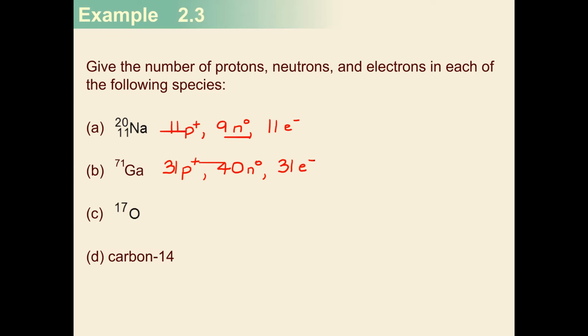So now we can go to oxygen 17. So in this case, I will have 8 protons. If I do 17 minus 8, I will get 9 neutrons. And because it is neutral, I will end up with 8 electrons.